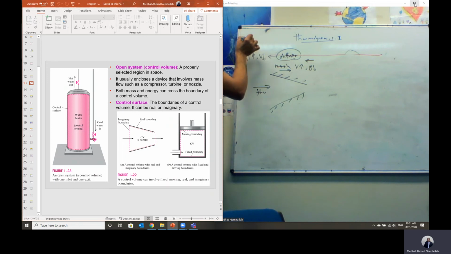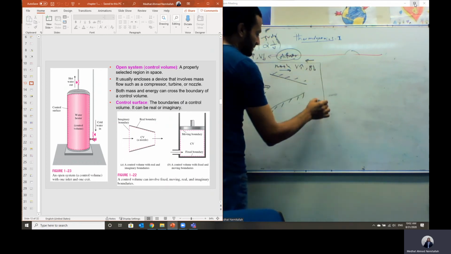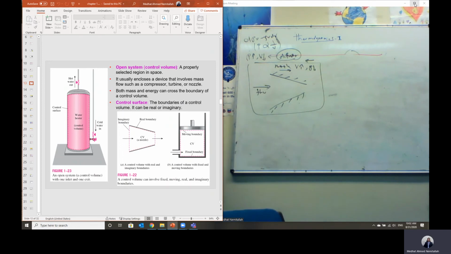Because based on the Euler equation, dP equals minus rho V dV, we have a negative sign here. That means the pressure change is opposite to the velocity change: when the pressure increases, the velocity will be reduced. But we are considering the nozzle here.